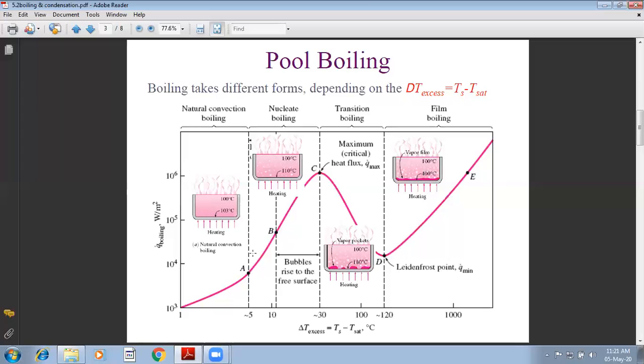Now, from point A to point B, if the excess temperature keeps on increasing, you can see a small bubble will form, which will move towards the free surface of the liquid. The heat transfer or the heat flux from point A to point B, if you consider the slope, it is steeper compared to point B to point C. Point C is called the maximum heat flux. It is also called the critical heat flux.